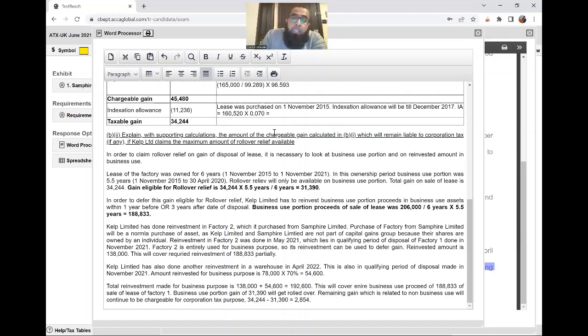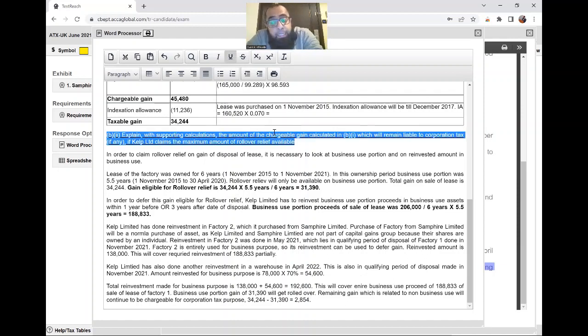Explain with supporting calculation the amount of chargeable gain calculated in B1, which will remain liable to corporation tax if Calp Limited claims the maximum amount of rollover relief. See, listen to me carefully. I will repeat it again. Some students might have got it clear in the first go, but some might not have understood yet. So we look at it while listening to the question again.